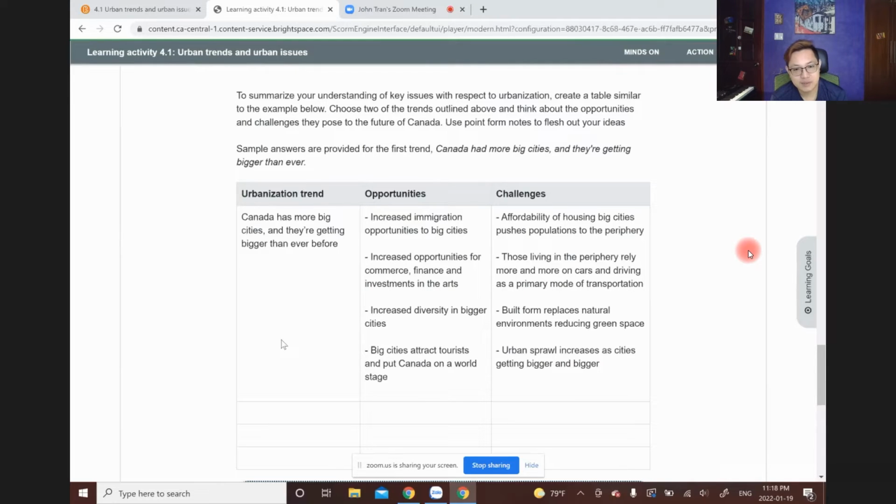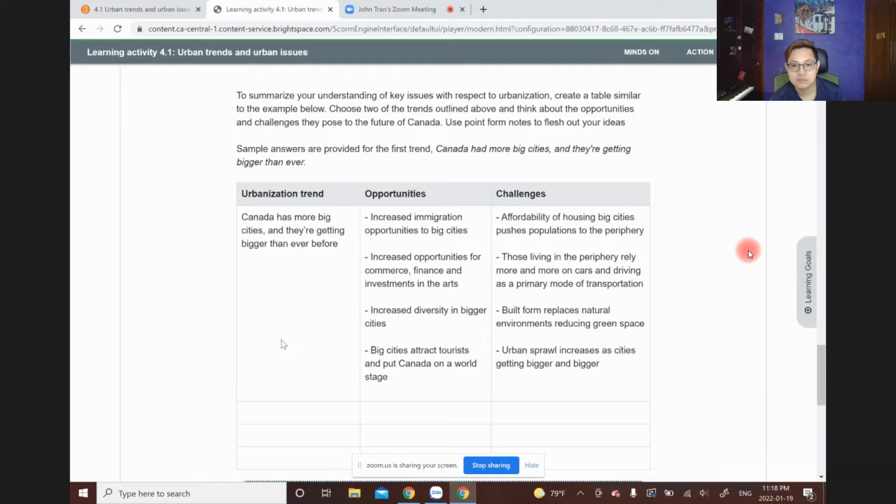And the next opportunity is increased diversity in bigger cities. So more and more people are moving into the city, so there is more diversity, different types of people, different races of people. They're black, white, yellow, aboriginal, anyone. Increased diversity in bigger cities.